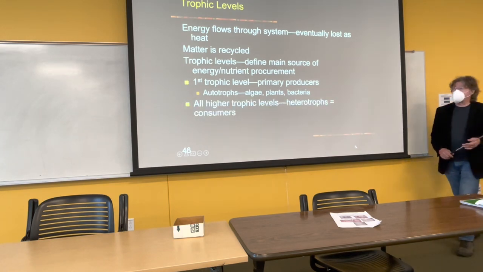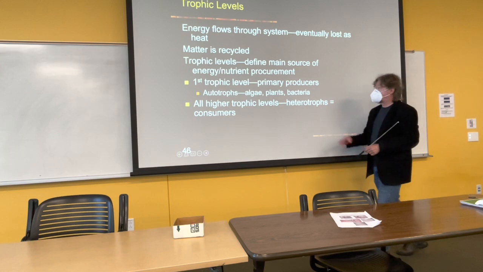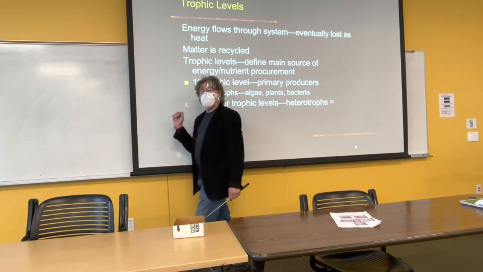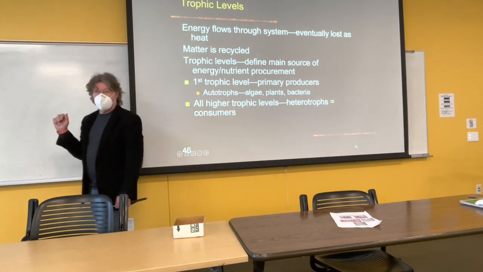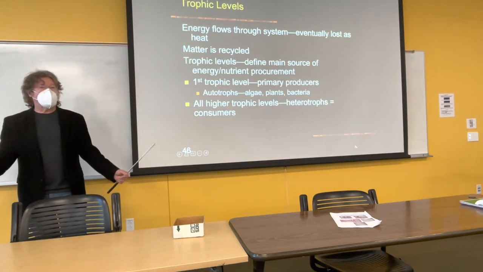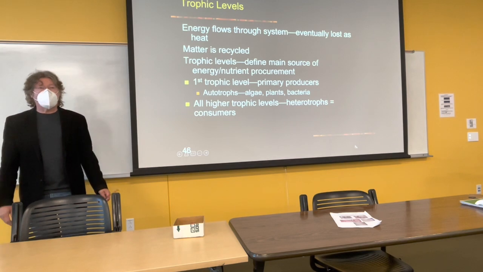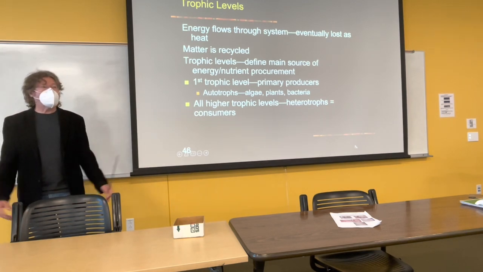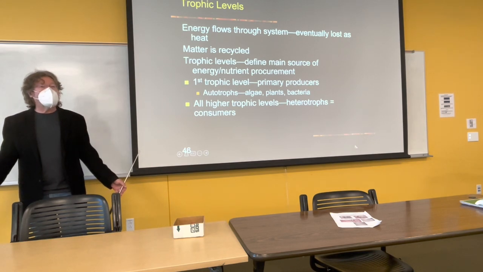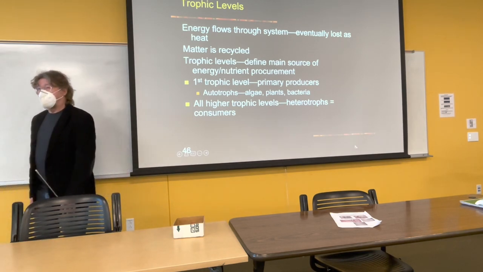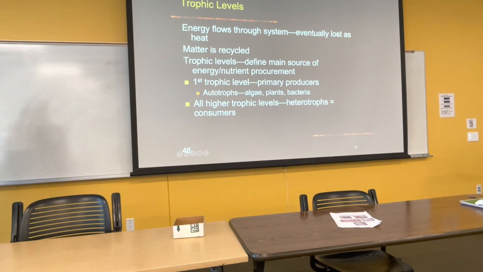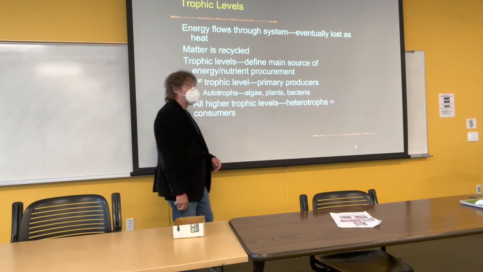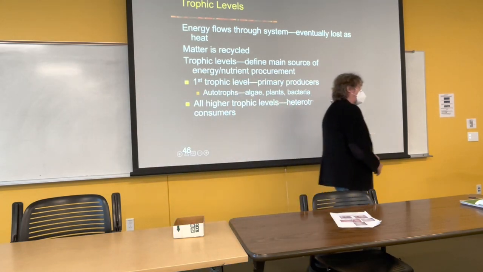All the other higher trophic levels in an ecosystem are heterotrophs, and they're referred to ecologically as consumers, okay? Because they don't produce anything, they only consume. Heterotrophs cannot make any sort of organic molecules. They can only obtain those organic molecules from some other source and use them, but they can't make it. This is why these are called producers, because they're the ones that put together the organic material.